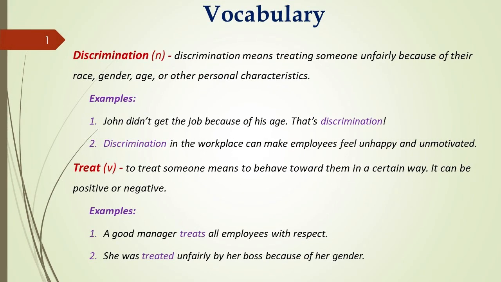The first word is discrimination. Discrimination means treating someone unfairly because of their race, gender, age, or other personal characteristics. Examples: 1. John didn't get the job because of his age. That's discrimination. 2. Discrimination in the workplace can make employees feel unhappy and unmotivated.